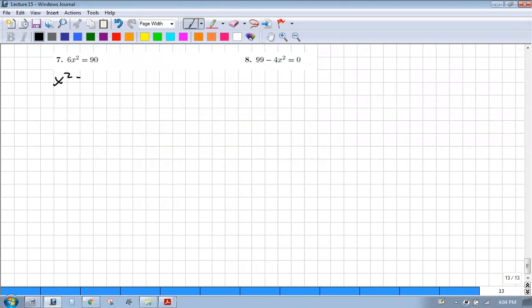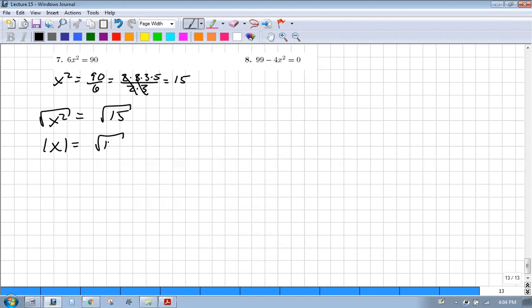All right, let's see, divide both sides by 6. Let's see, 90 is 2 times 45, and 45 is 9 times 5. 9 is 3 times 3. So get rid of that. This is 15. So x squared equals 15. So square root both sides. I can't do anything with 15 because it's just a 3 times a 5. So x is positive negative square root of 15.